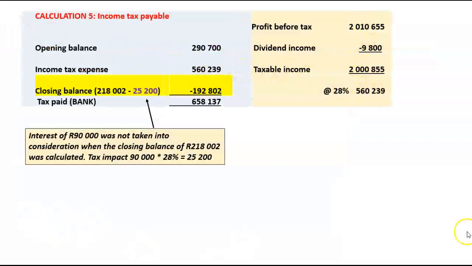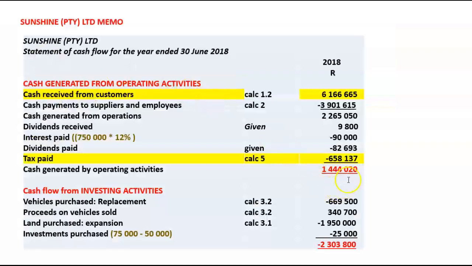You could have done it in a T account format. Then it would have been opening balance 290,700 plus our tax charge for the year 560,239. Less on the debit side, our closing balance of 192,802, and that will give us tax paid, the bank amount, 658,137. So this is really what's different in this question. Please have a look at that. It's very important. Make sure that you understand that.